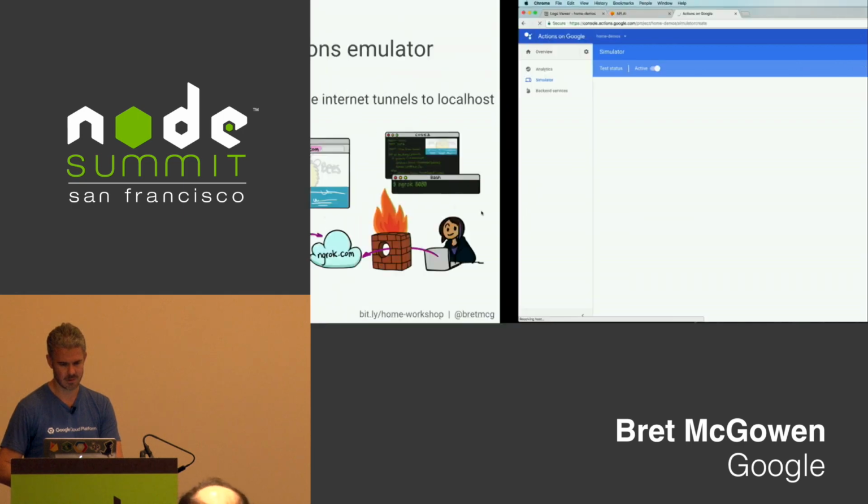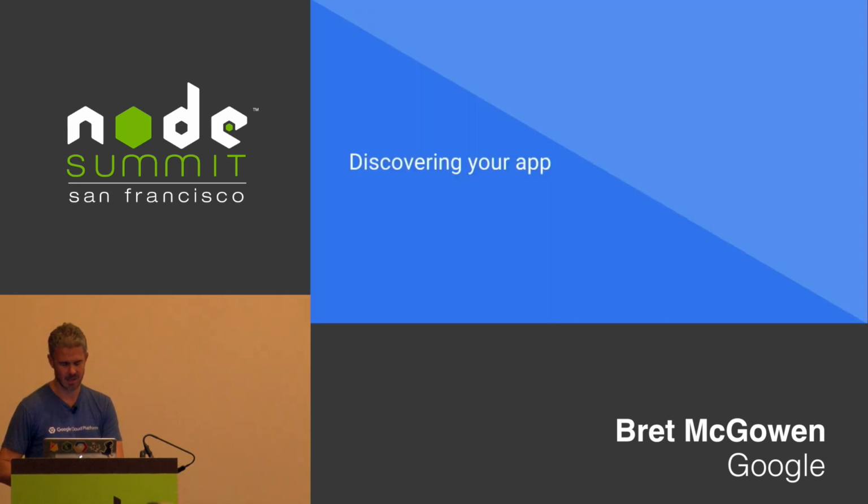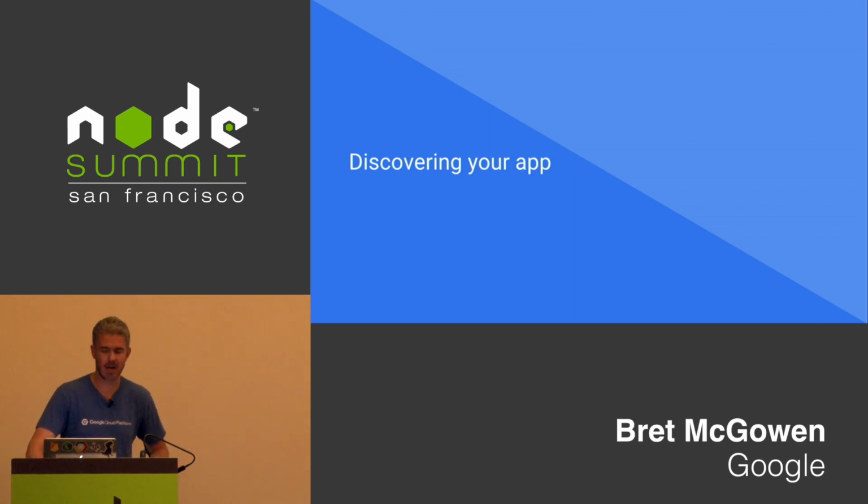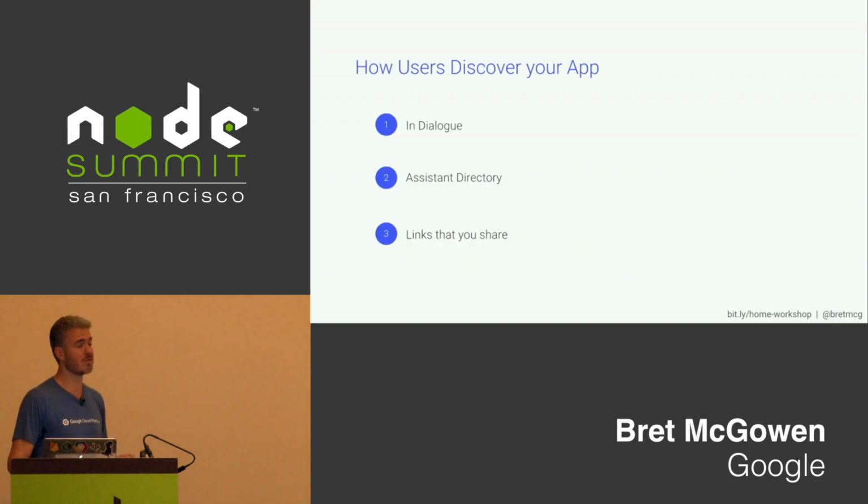Well, all right, anyway. So the last thing I want to talk about is discoverability. So if you build an app for Google Home, how do people find out that you've made it? How do you make them aware? So there's a few ways. In Dialog, through an assistant directory, which is sort of like an app store, and then the links that you share, so you can directly push people to it.